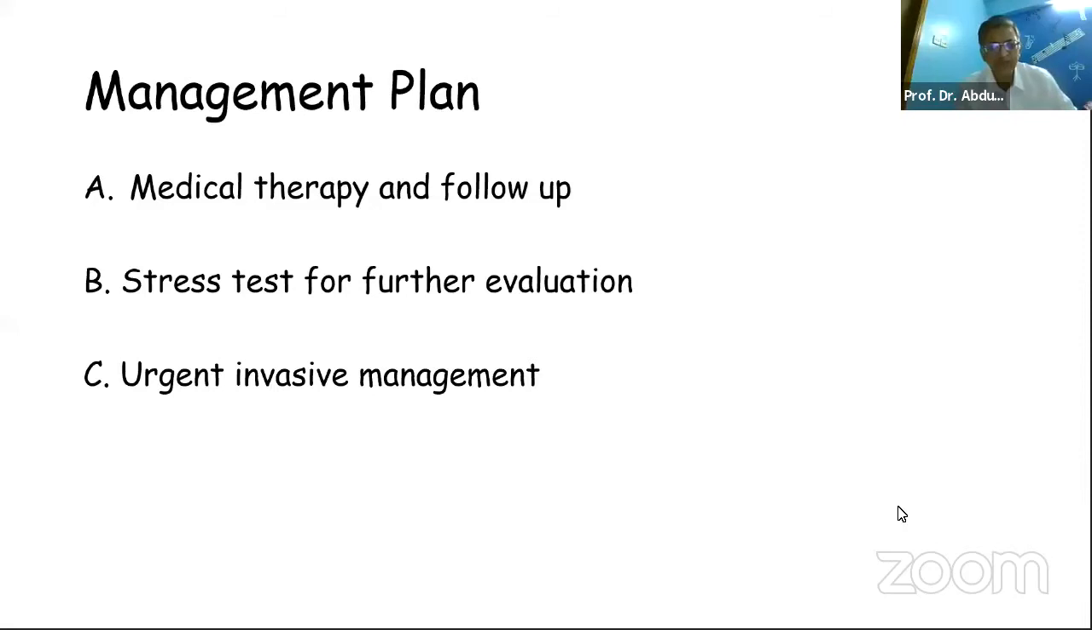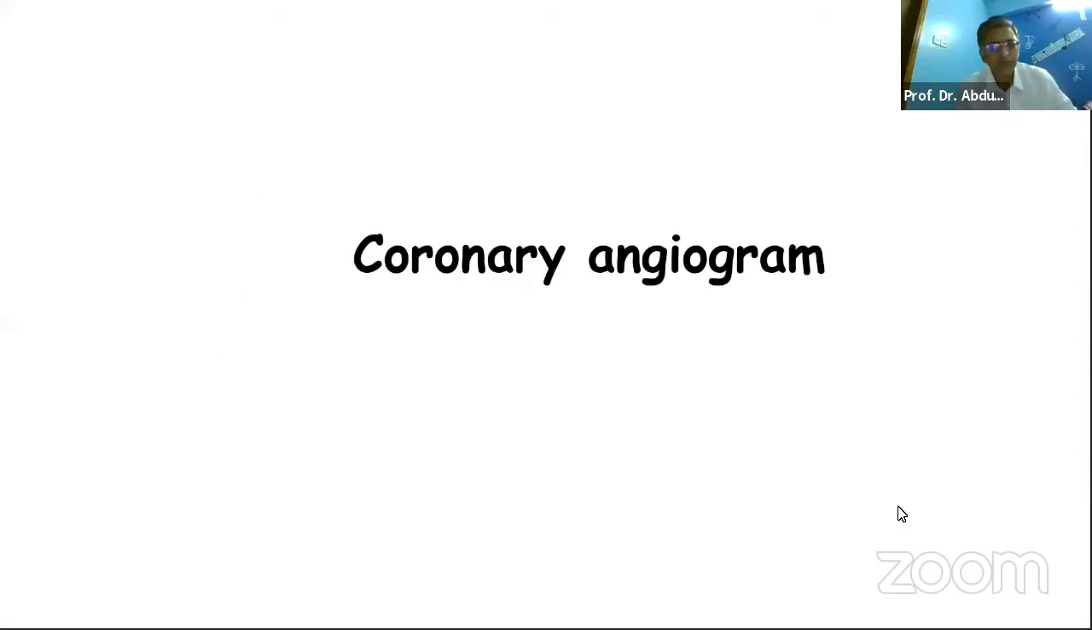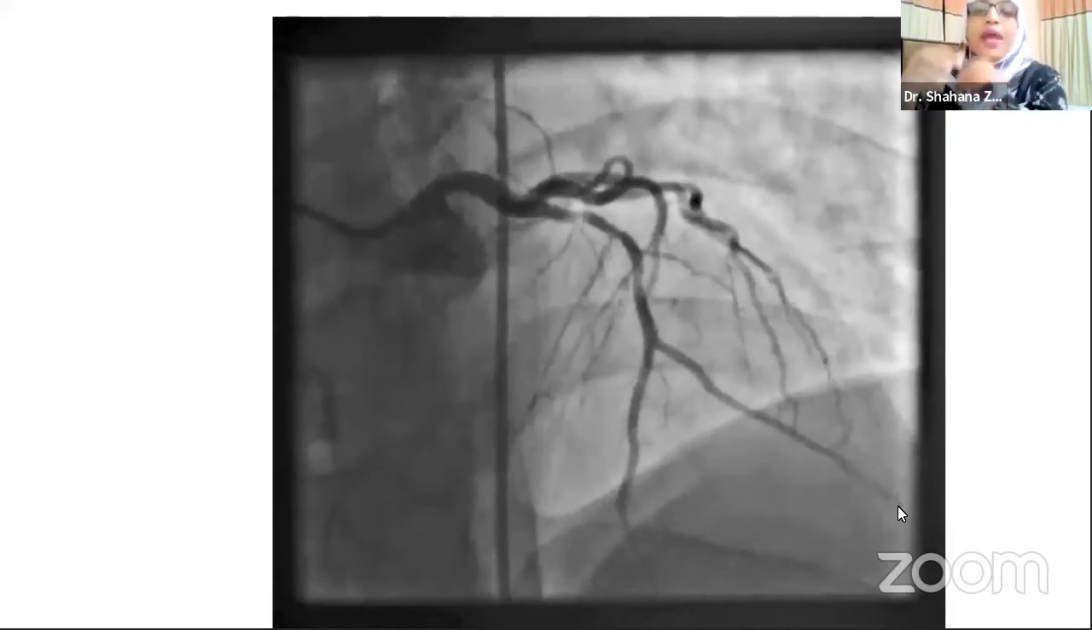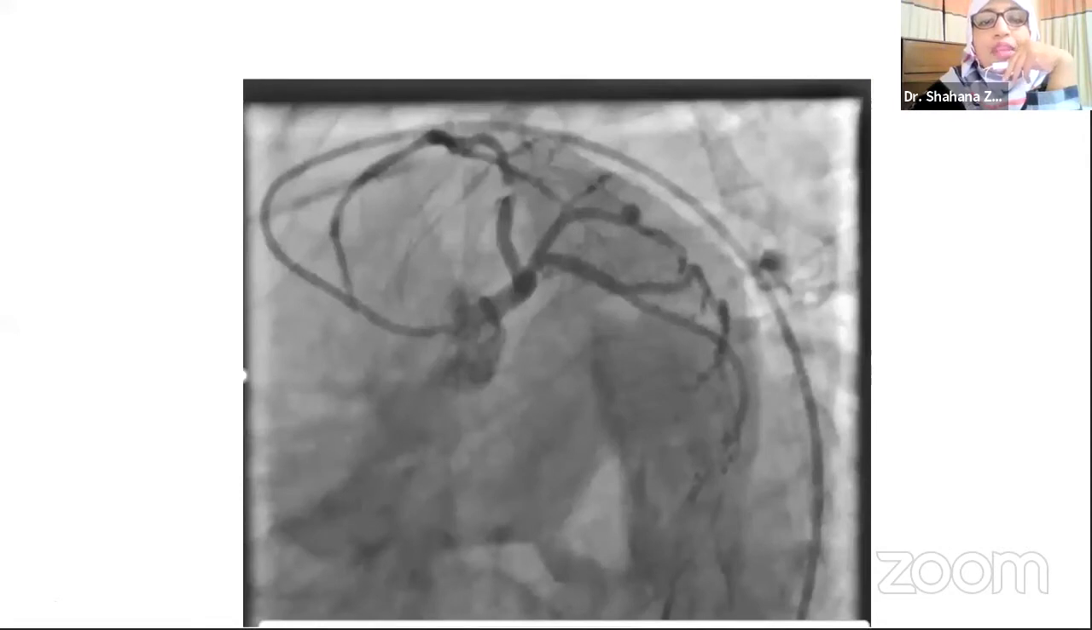Shahana, proceed. We planned coronary angiogram for this patient, and we found significant stenosis in proximal left anterior descending artery. And the patient was stented and discharged in a pain-free condition.